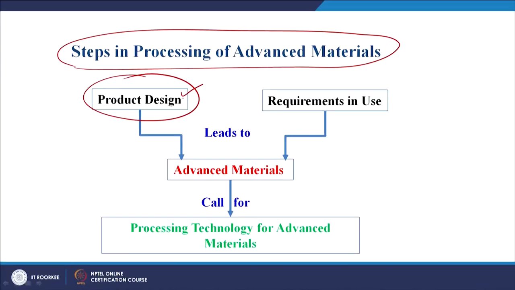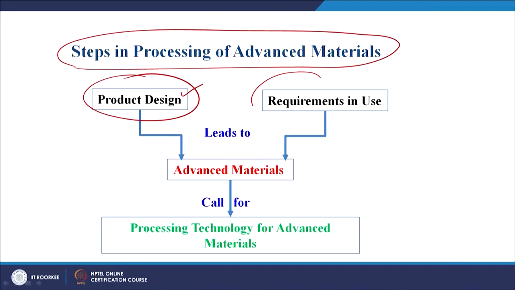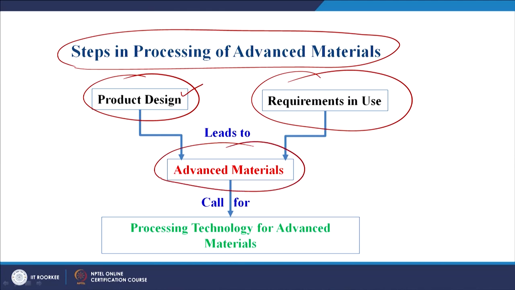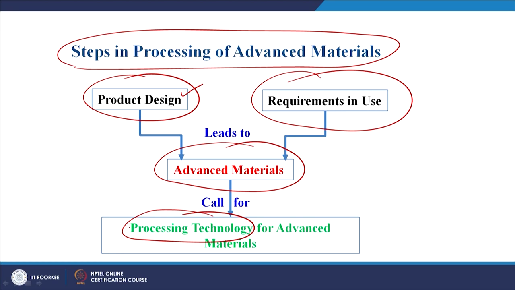And then we have to see that when we are talking of advanced materials or new materials, we have to adjust our product design accordingly. Similarly, we have to understand what the requirements in use are: when we are going to use the product, what type of environment and what type of conditions it is going to encounter, and that leads to the development of advanced materials. Once we know that advanced materials have been developed, we must have the information about the processing technology, and here also our course is going to address what the guidelines are for new types of materials.